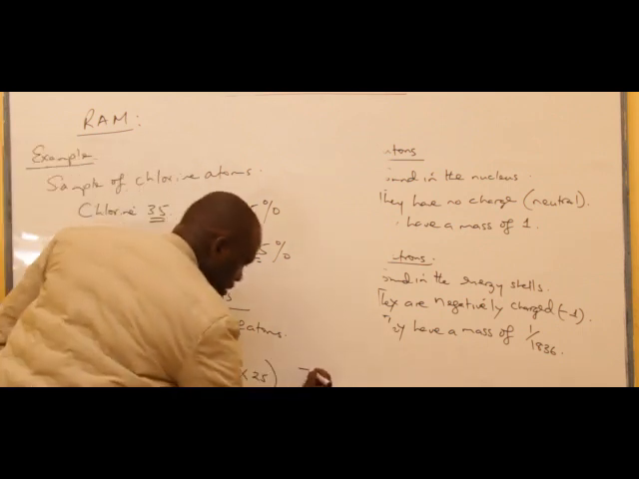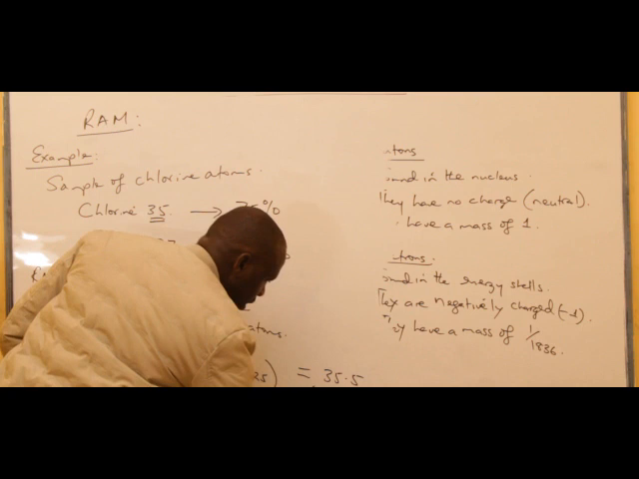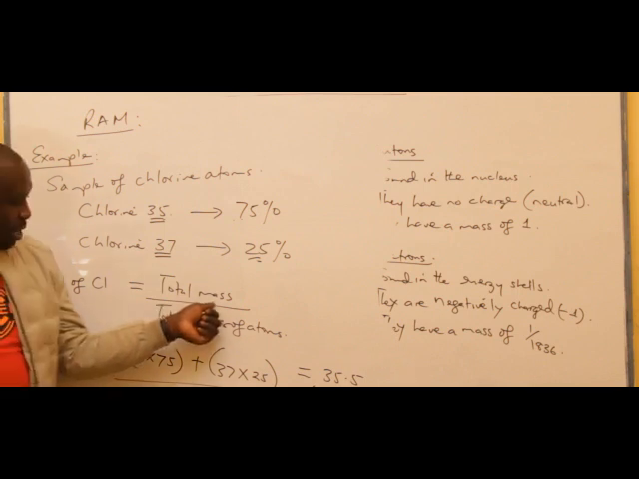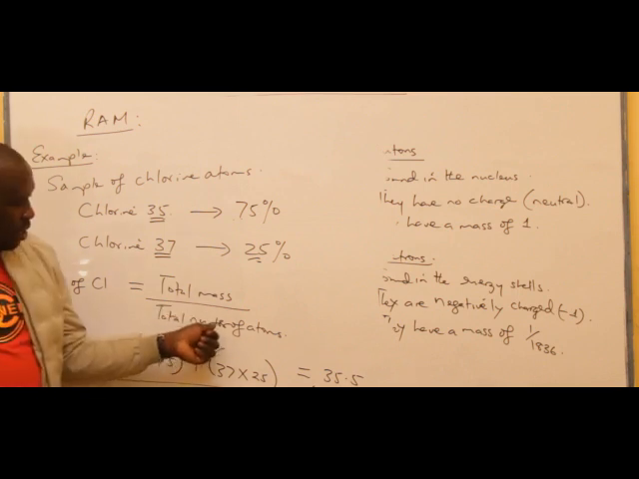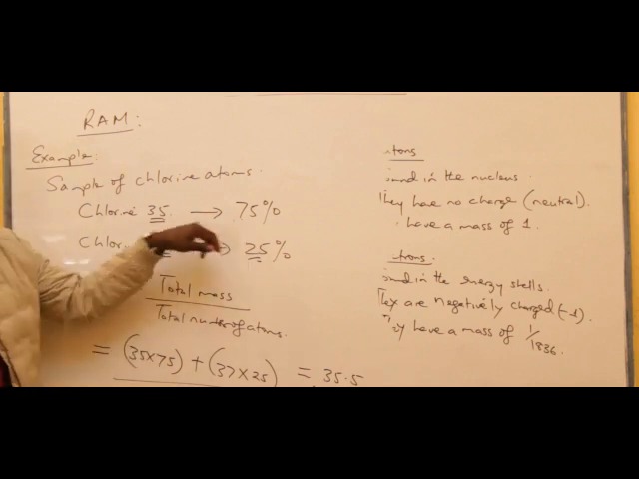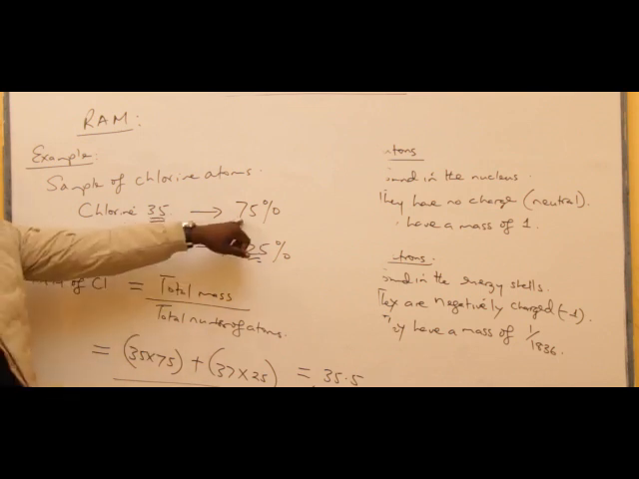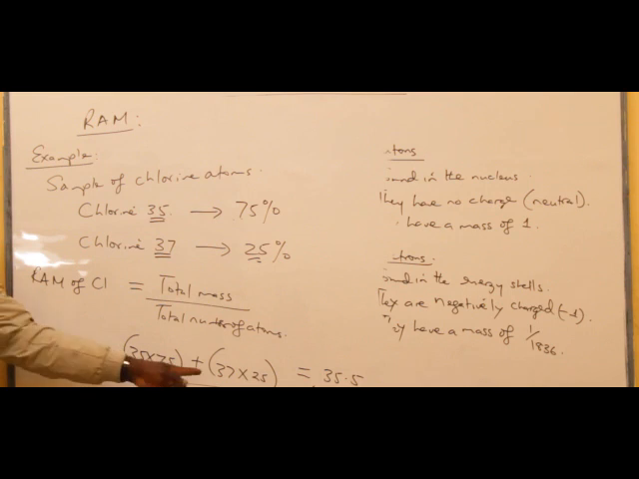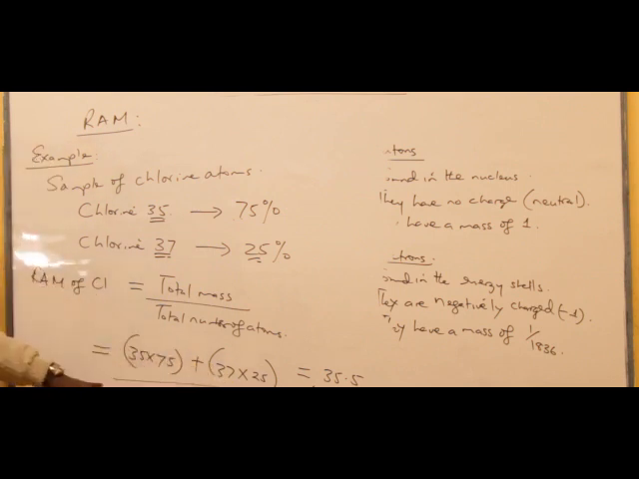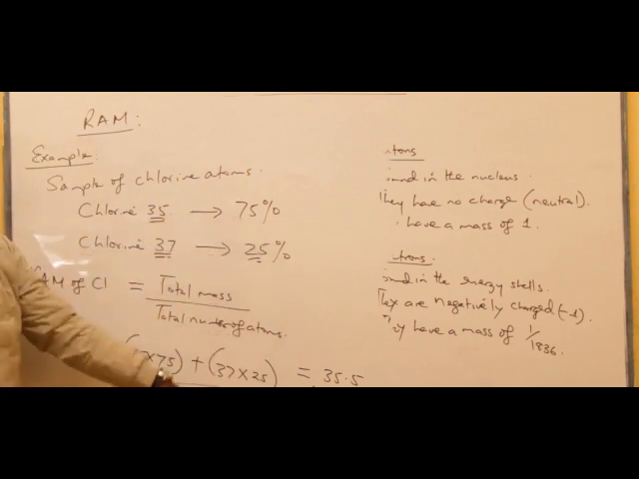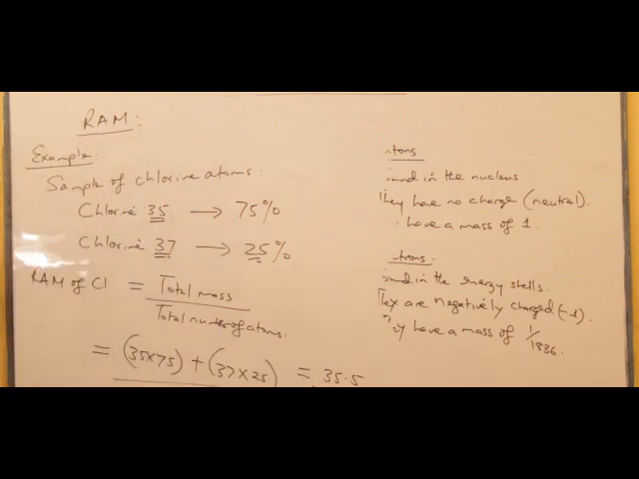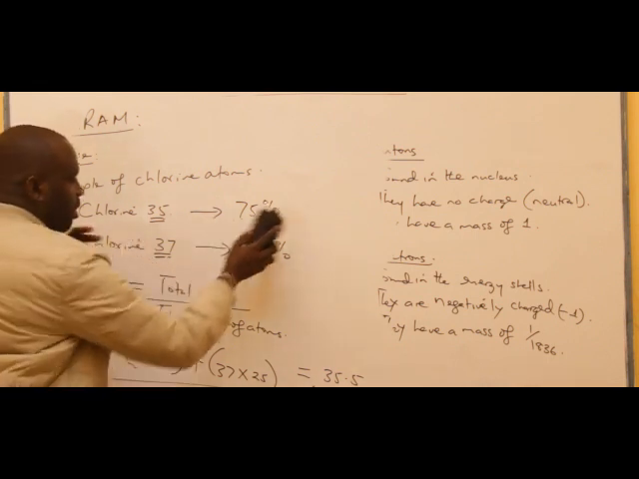If you divide carefully, you'll find that the relative atomic mass of chlorine is 35.5. So first of all, get the total mass. Then secondly, get the total number of atoms and divide. So those with a mass of 35, multiply by their total number, which is 75%. Add to the other one, 37, multiplied by 25%. Then divide by the total number of atoms, which is 75 plus 25, giving you 100. If you divide, you get 35.5. So you find 35.5 to be the relative atomic mass of chlorine.